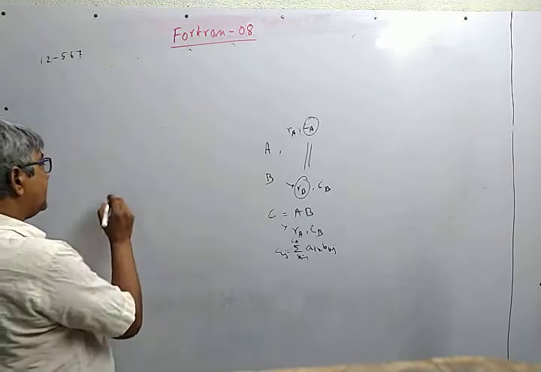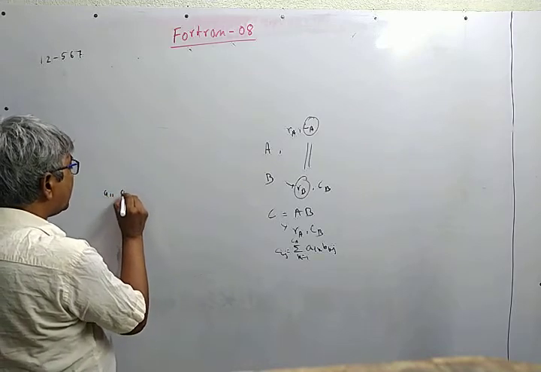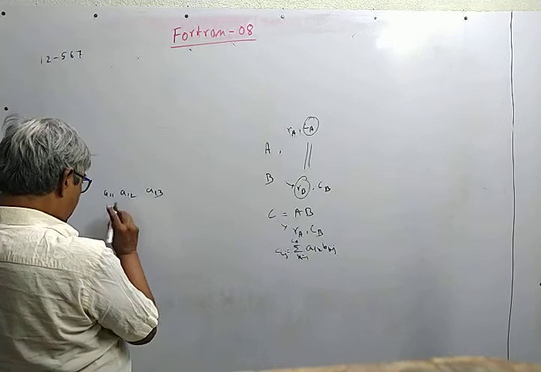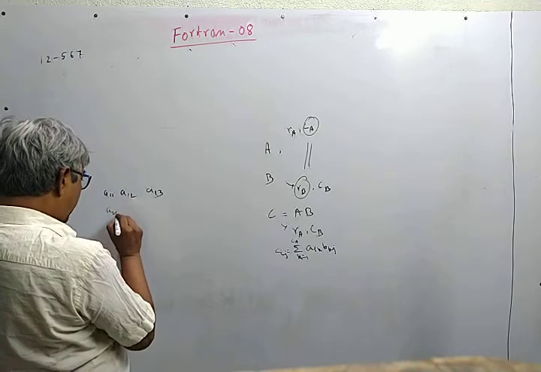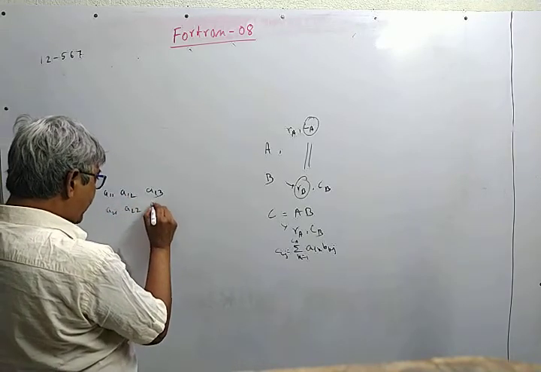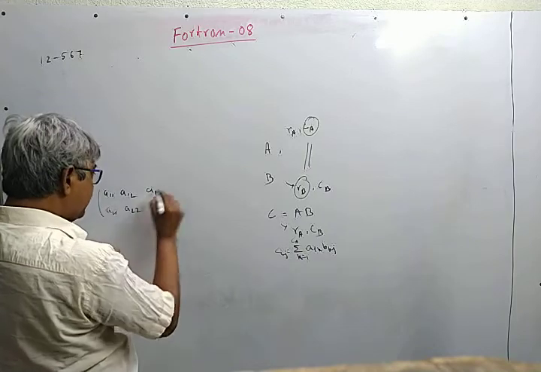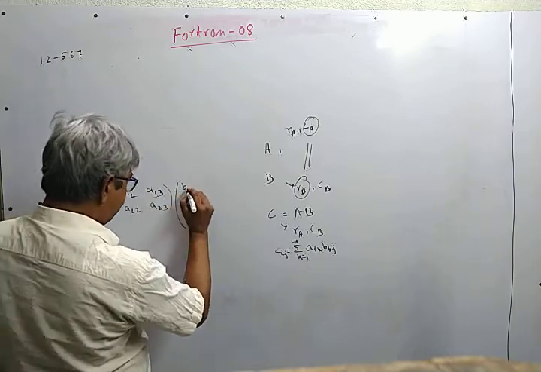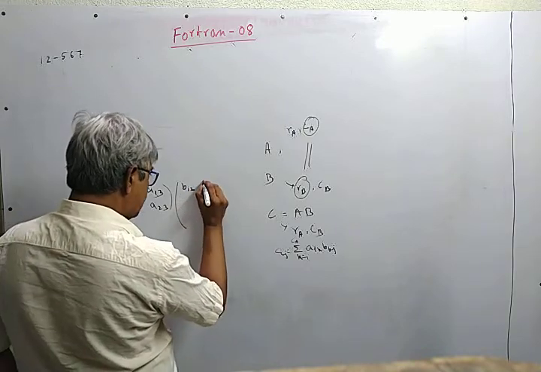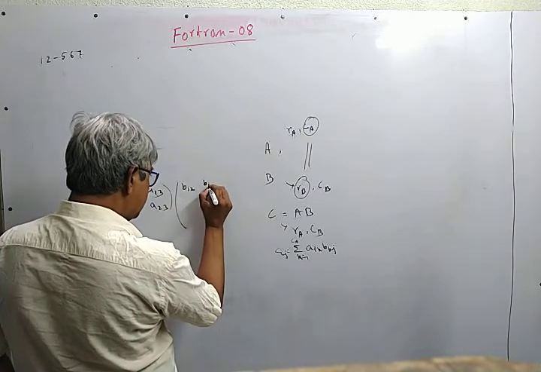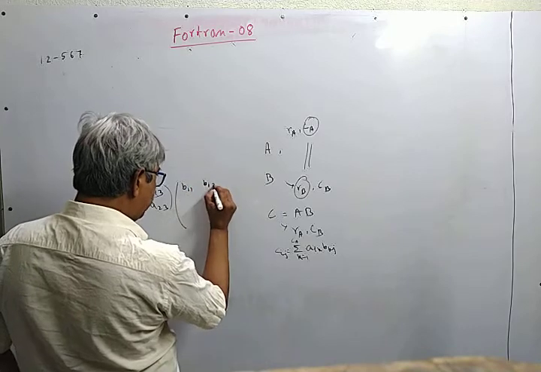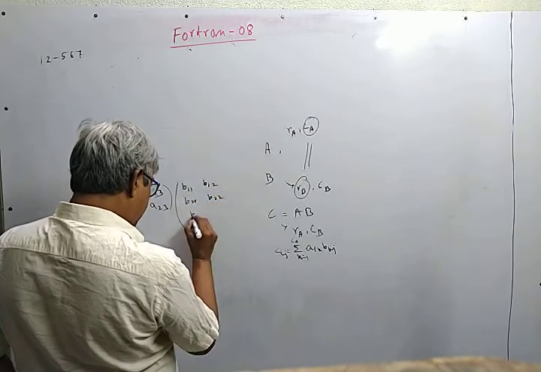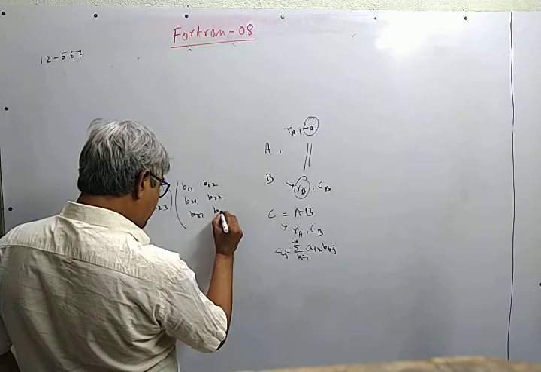We consider a matrix A: A11, A12, A13, A21, A22, A23. This is matrix A, and then matrix B: B11, B12, B21, B22, B31, B32.